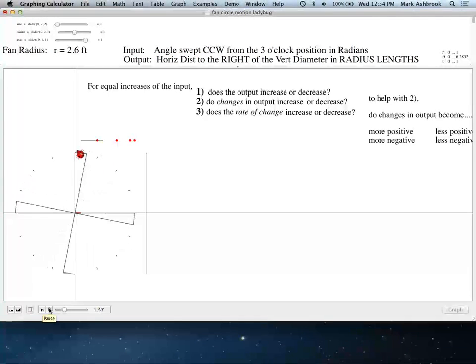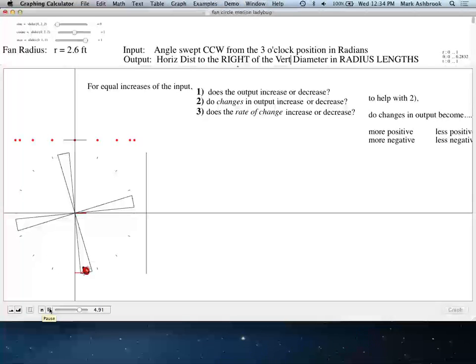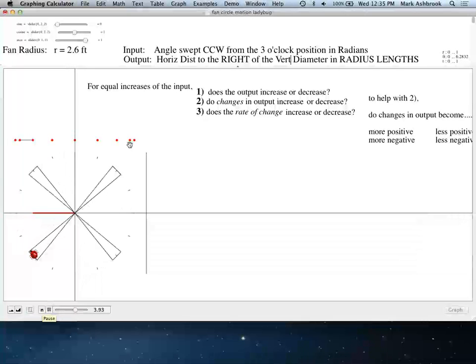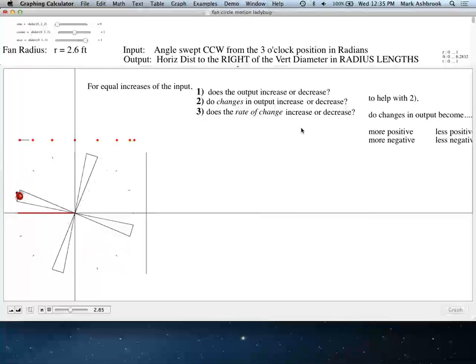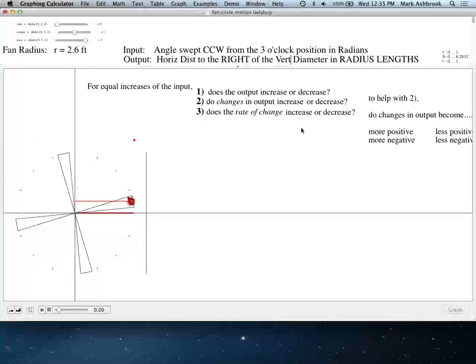And I'm giving you some visual aids to help you track the horizontal distance to the right of the vertical diameter. You're going to go one quadrant at a time, and you're going to ask these three questions again. What's happening to the output of horizontal distance? What about the changes in horizontal distance? And then what about the rate of change? And then see if you can sketch the graph.